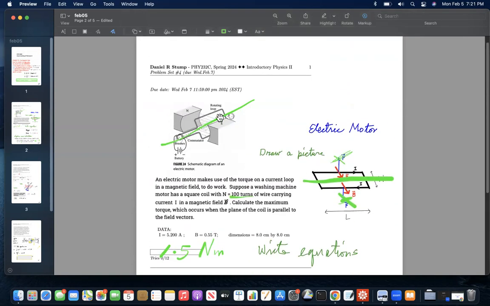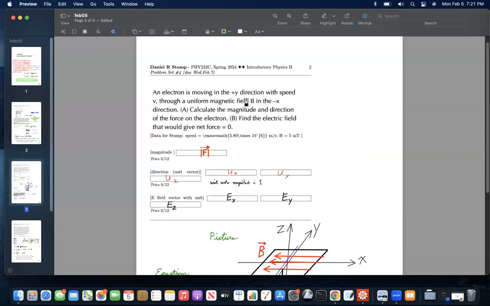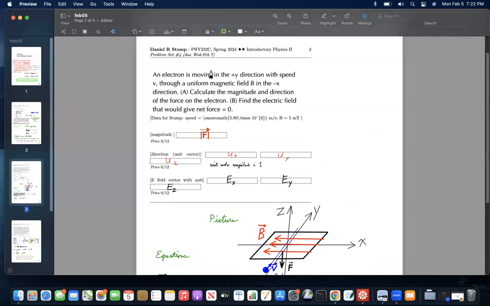All right, so that's an example of the magnetic force acting on an electric current. Here's another problem from the homework assignment for Wednesday. An electron is moving in the y direction with some speed v, I guess that's given, through a magnetic field which is in the minus x direction. What's the force on the electron? And what's the electric field that would make the net force 0?